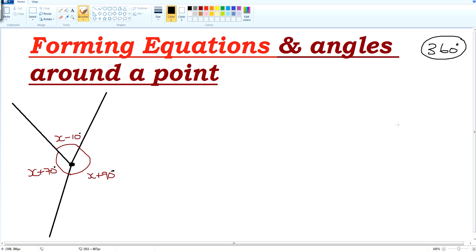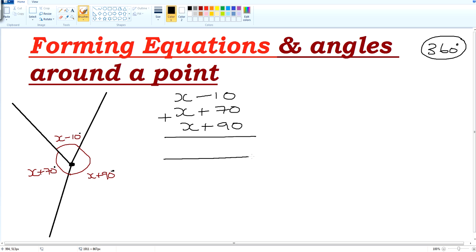Okay, let's get cracking then. Without any further delay, we start off again. We have x, the first one, minus 10. Underneath I put x plus 70, and underneath that we put x plus 90. Now we're going to add them all up. And we know that when we add up all these angles, the total will be equal to 360.